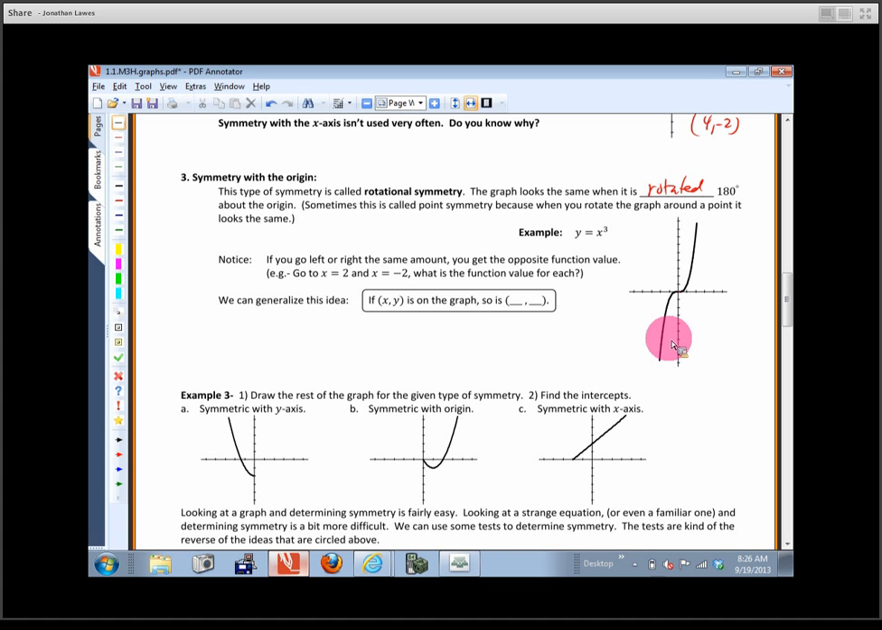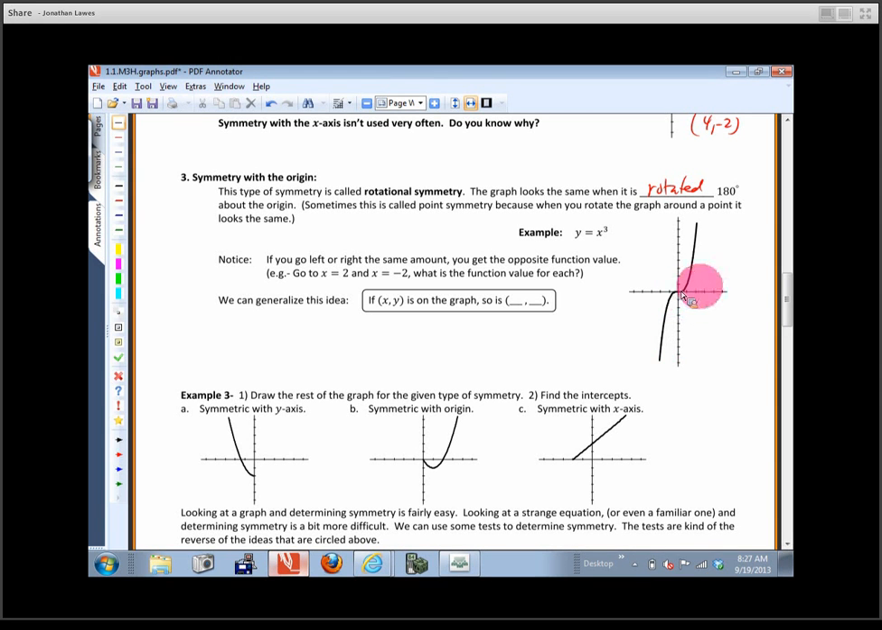Spin that around. It does, doesn't it? Okay? That's what we mean by symmetry with the origin. It is not a fold or reflective symmetry. It's a rotational symmetry. So you have to hold one point exactly where it is and then rotate 180 degrees. Okay? All right, now let's get some points on here.